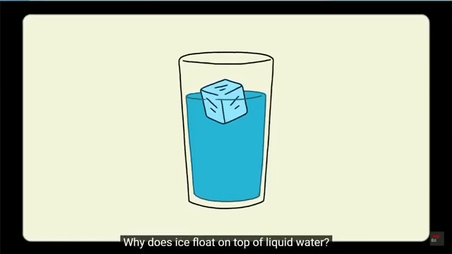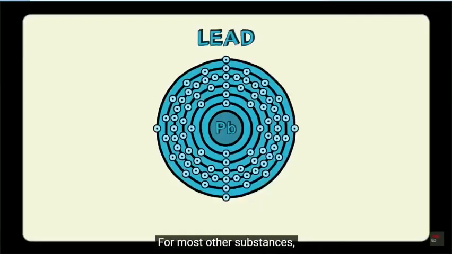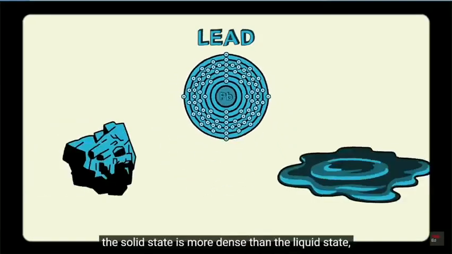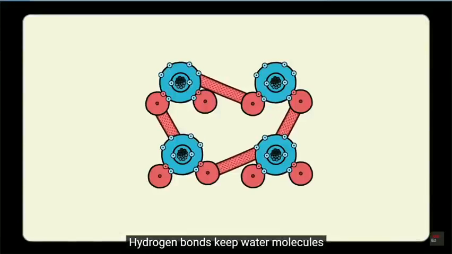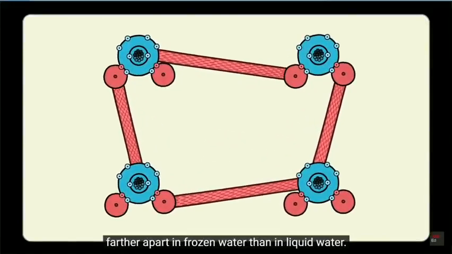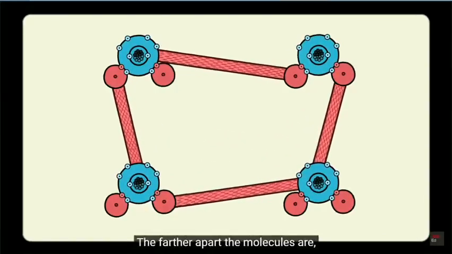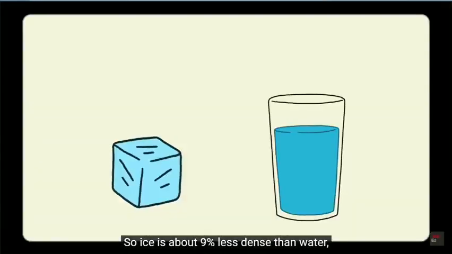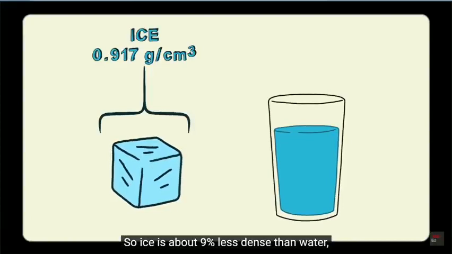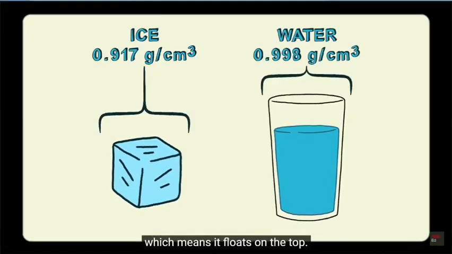Why does ice float on top of liquid water? For most other substances, the solid state is more dense than the liquid state. But that is not the case for water. Hydrogen bonds keep water molecules farther apart in frozen water than in liquid water. The farther apart the molecules are, the less dense that solid is. So ice is about 9% less dense than water, which means it floats on the top.